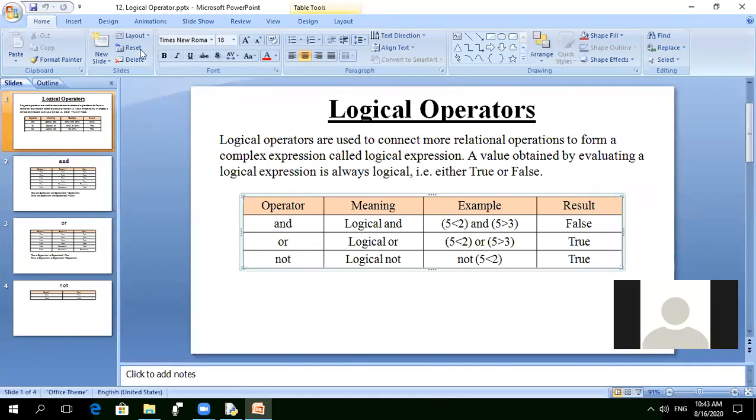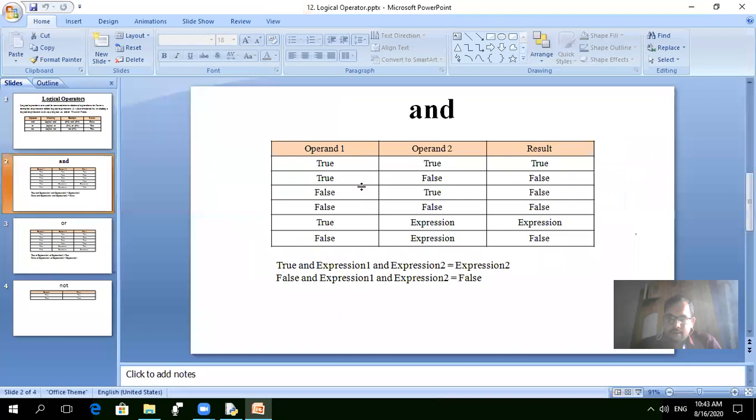Okay. Now see the next one. This is the truth table of AND. True and true, result is true. True and false, result is false. False and true, result is false. And false and false, result is false. So it will be true only when both the operands are true. Both the conditions are true, both the expressions are true. Clear? And the second case, the last two lines are left.